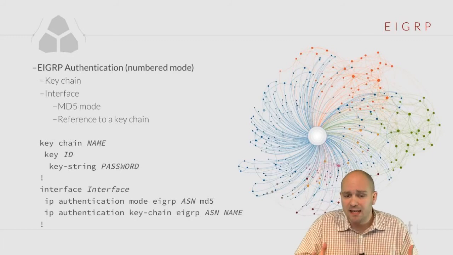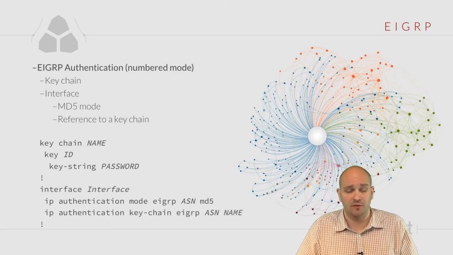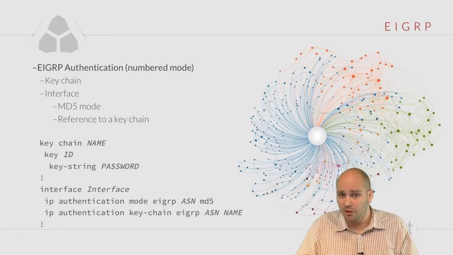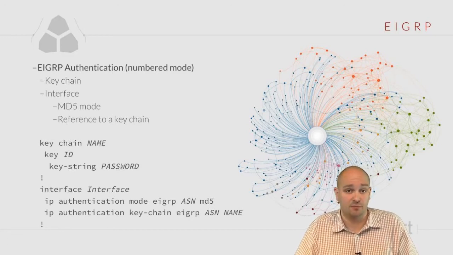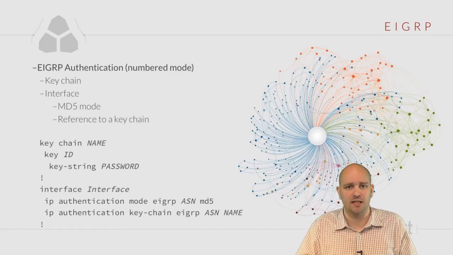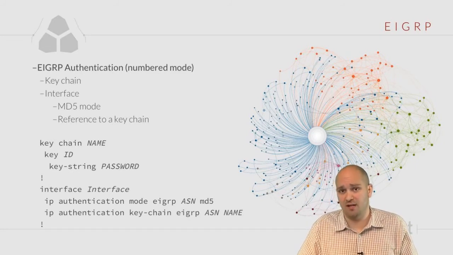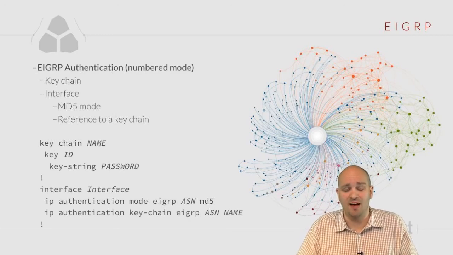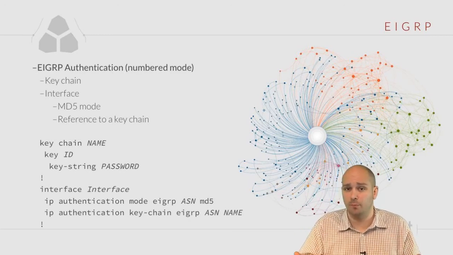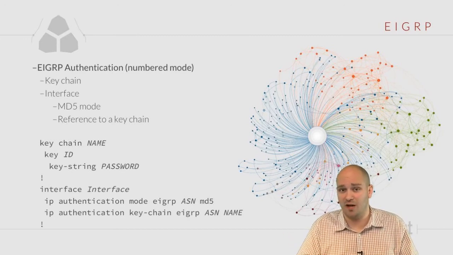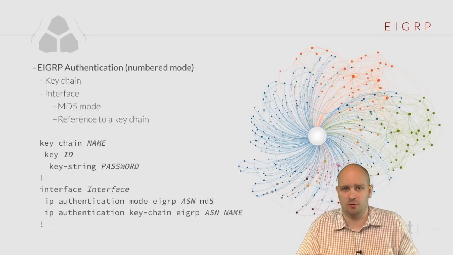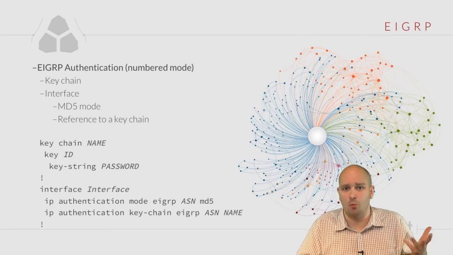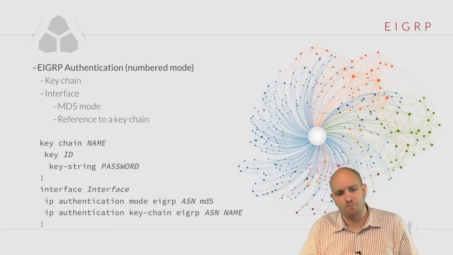In the case of a numbered mode, you have to go under the interface and you have to specify that for that particular EIGRP process, that for that particular EIGRP AS number, you are going to be using the MD5 authentication mode. It is the only available authentication mode for EIGRP, so I don't know why Cisco insists on specifying the mode MD5, but it's there for future compatibility. Say that newer versions of iOS introduced some different authentication mechanisms, like for example SHA-1 or something along those lines.